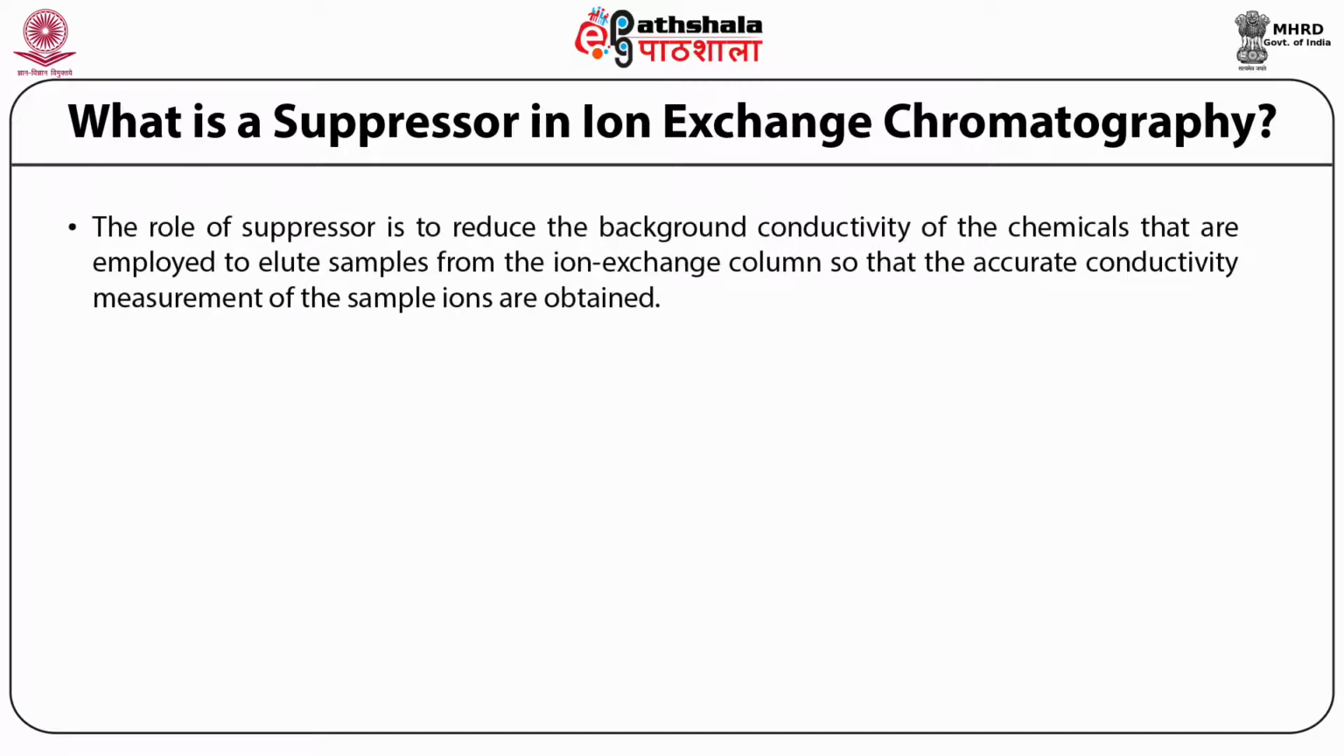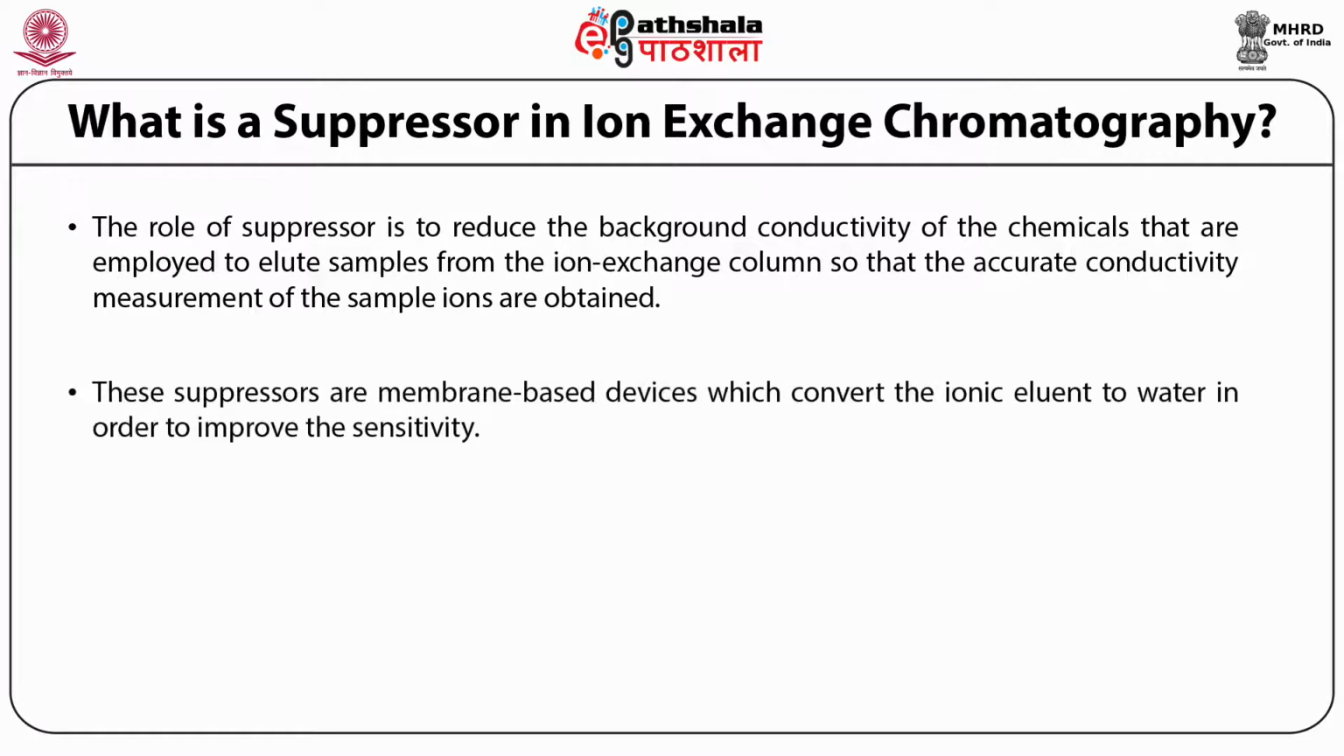The role of suppressor is to reduce the background conductivity of the chemicals that are used to elute samples from the ion exchange column so that the accurate conductivity measurement of the sample ions are obtained. These suppressors are membrane-based devices which convert the ionic eluent to water in order to improve the sensitivity.